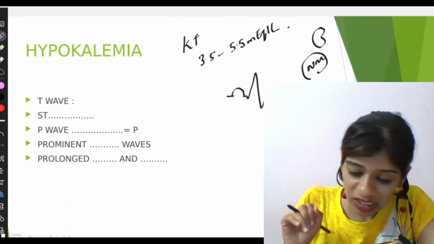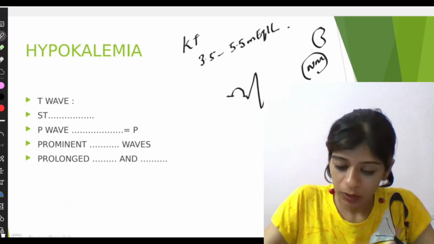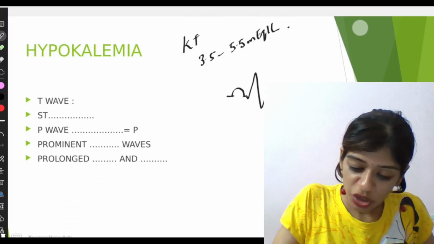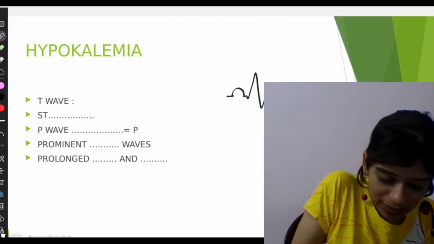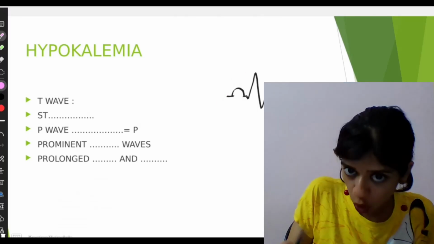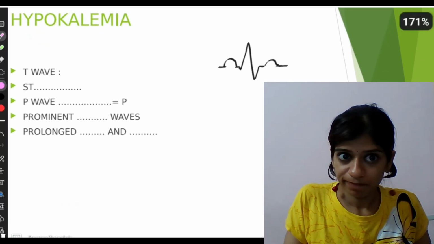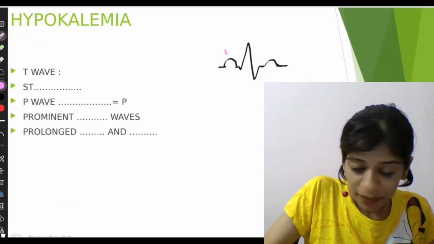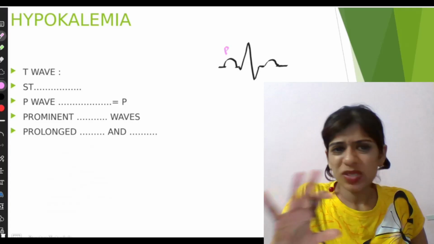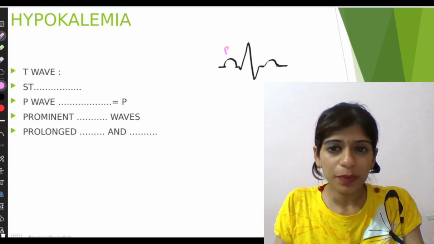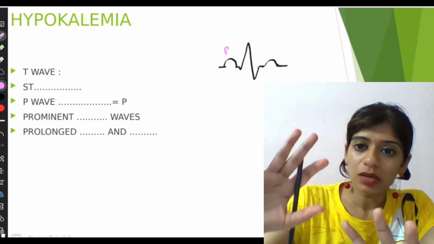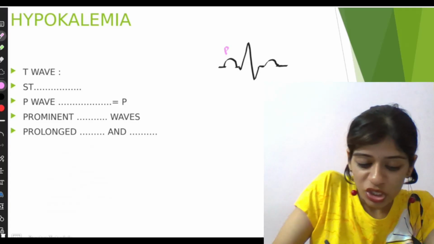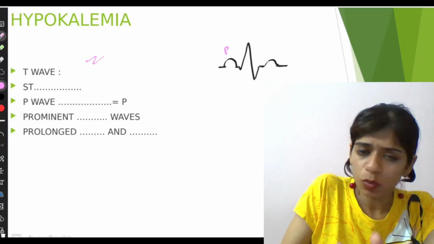Now the question here is, guys, what are the ECG changes that you see in hypokalemia? This is a normal ECG. This is the P wave, very simple. Don't go too deep into how the ECG changes occur. Usually this comes as a 2-mark question, so just write these 5-6 points. I think that will be more than enough.